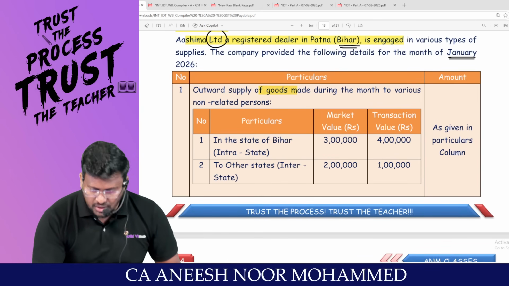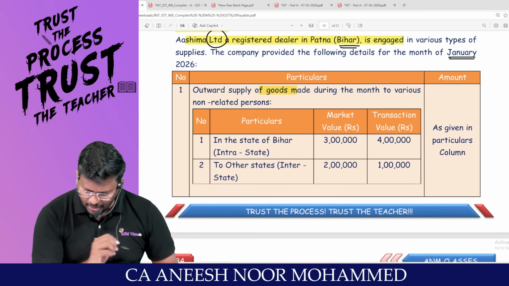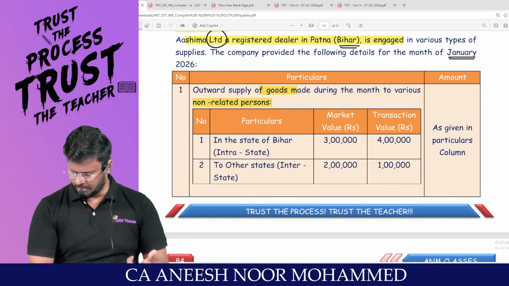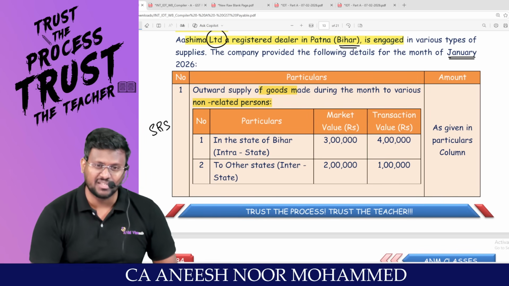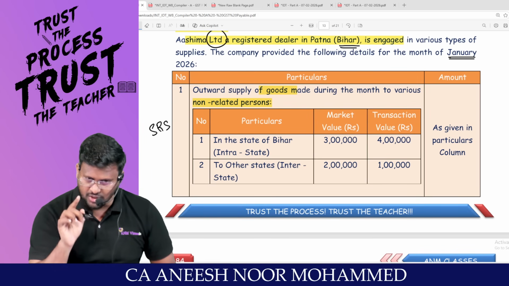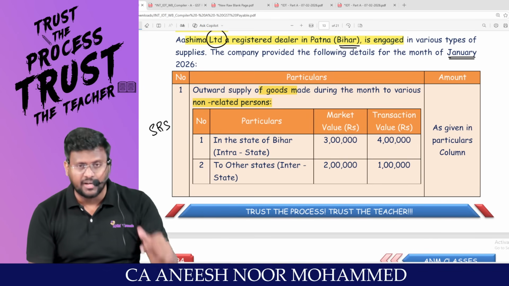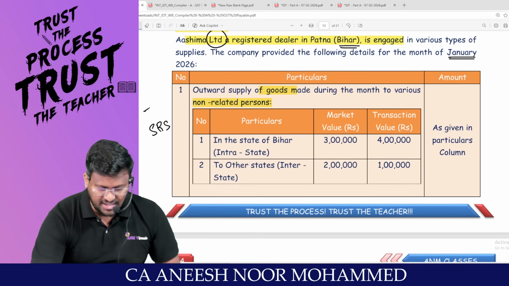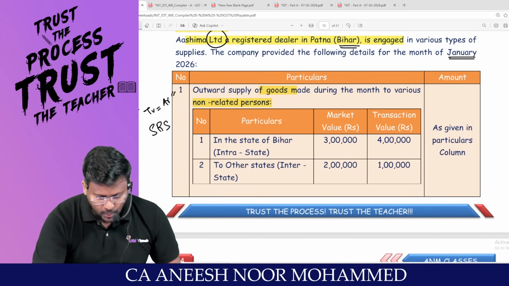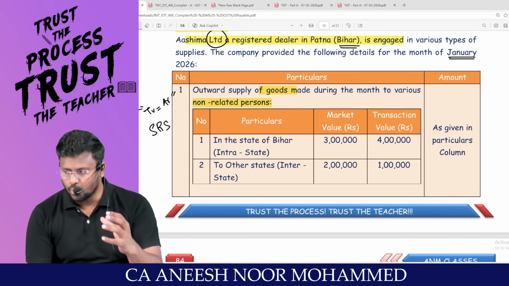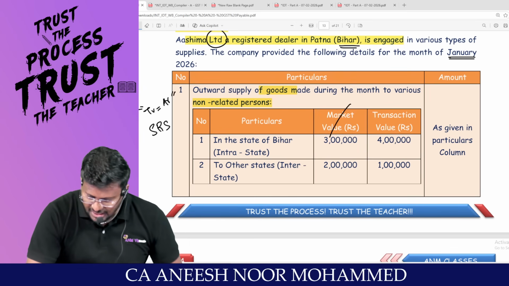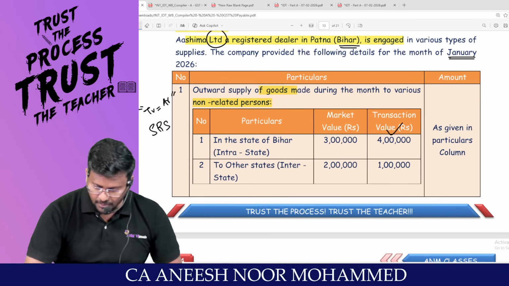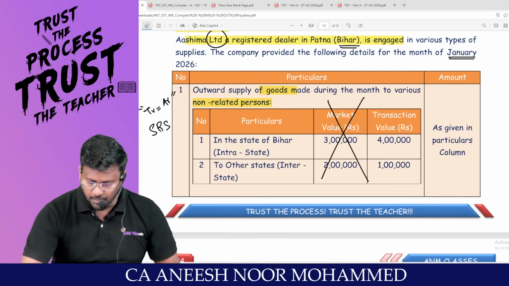Outward supply of goods made during the month to various non-related persons. What is the highlight of non-related person? SRS condition. There should be a supply of goods or services or both. Such supply should be to an unrelated person and price should be the sole consideration. If all 3 conditions have been satisfied, transaction value is equal to assessable value. For that transaction value only, you are liable to pay the GST. That's why market value has been given, transaction value has been given. This market value is just given for confusion purposes. Transaction value is what you are supposed to take.